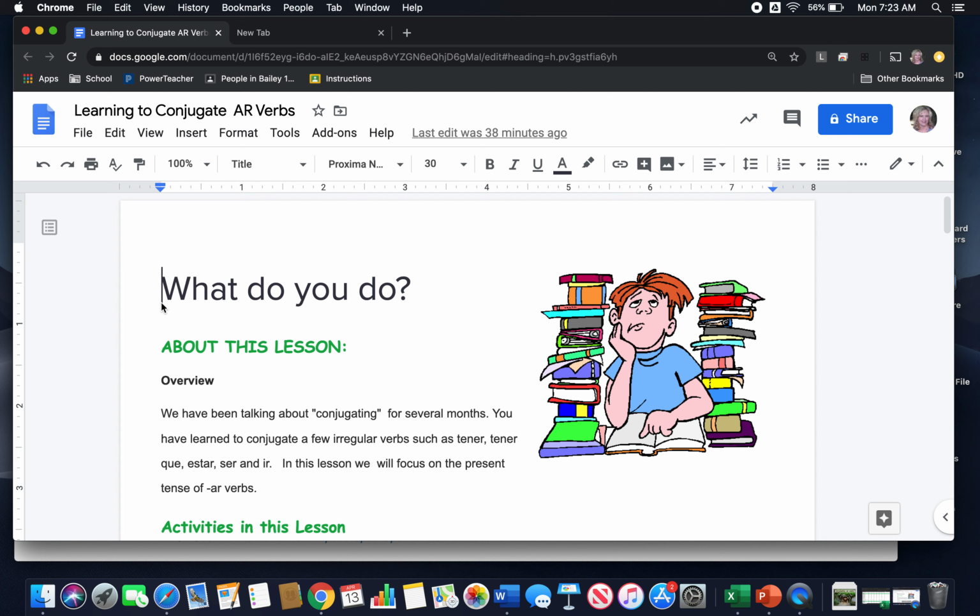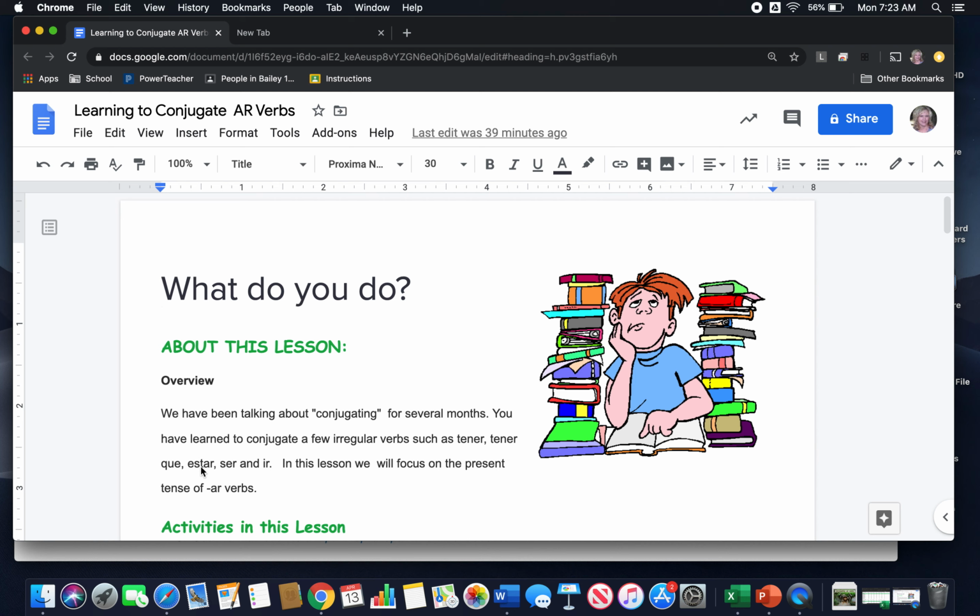In this lesson, we are going to learn to conjugate AR verbs. We've been talking about conjugating for several months. You have learned to conjugate a few irregular verbs such as tener. Remember? Tengo, tienes, tiene, tenemos, tienen.